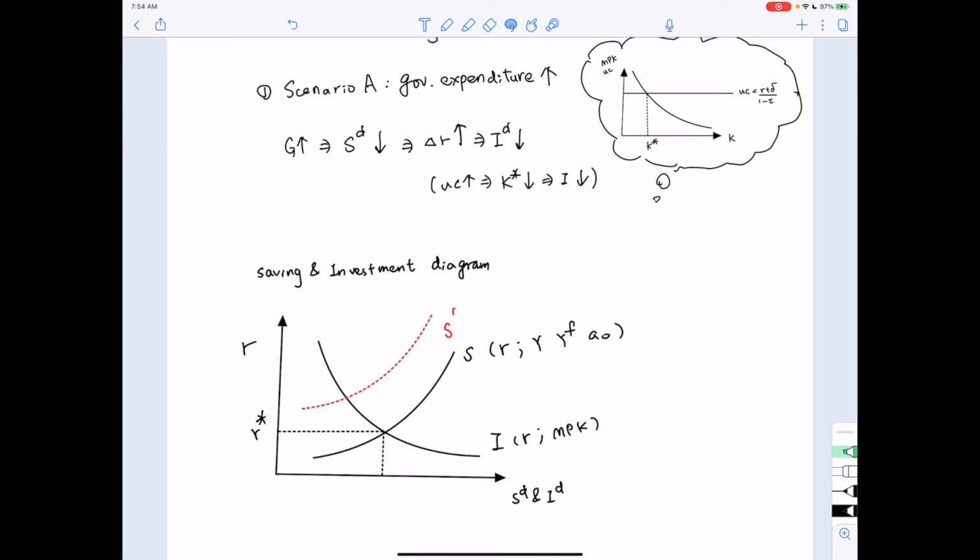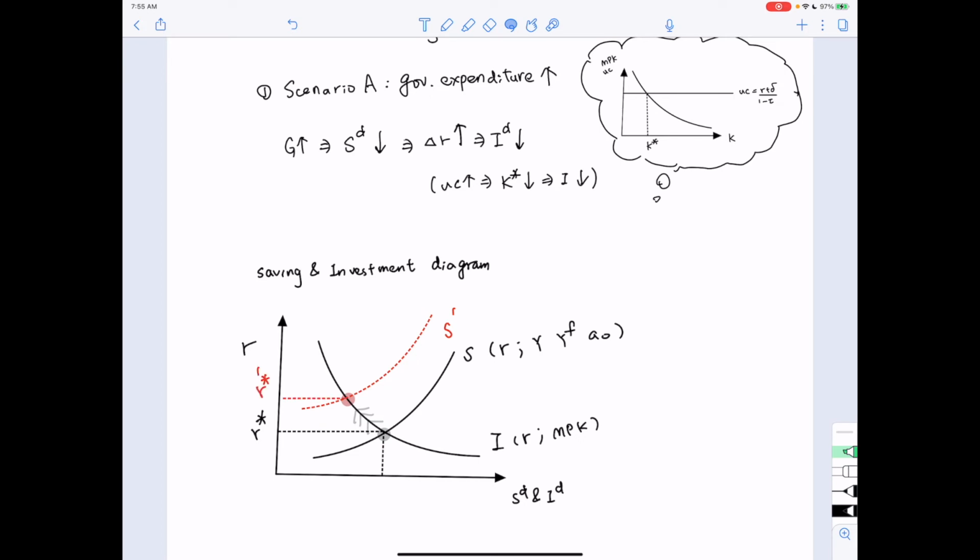When the saving curve shifts to the left, the equilibrium point will shift from the original level to the new level. Here, the economy will end up with a higher R.